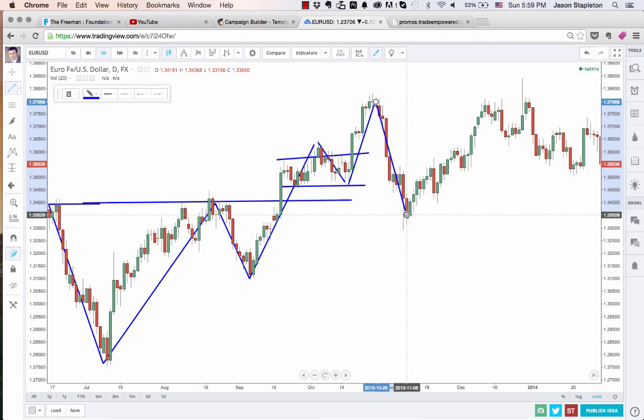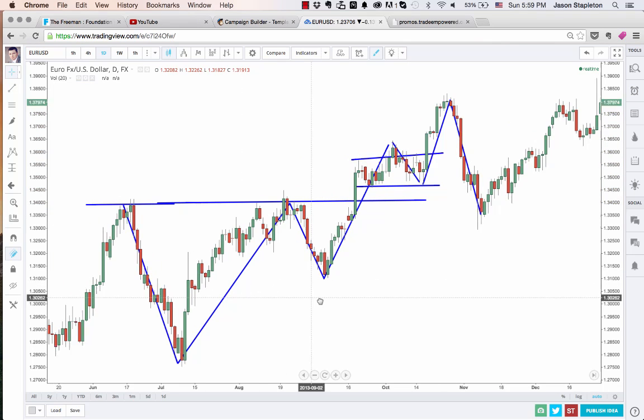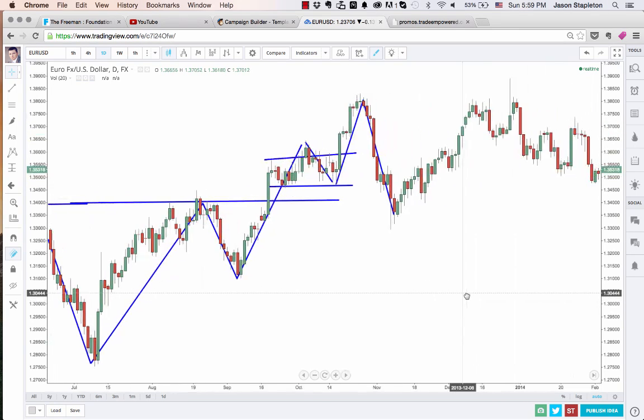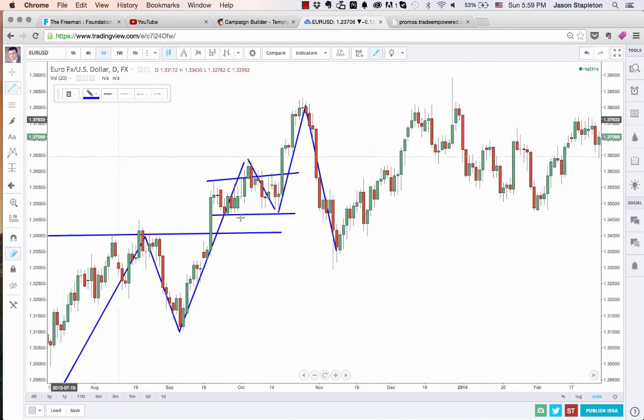Now, ladies and gentlemen, this is what's important: we always want to, I say, look left. Structure leaves clues. Well, what happens when we look left? As we look left over here, we see previous structure resistance potentially becomes support. And then we see the market rally up from that previous resistance level. It does prove to be support, and we rally back up.